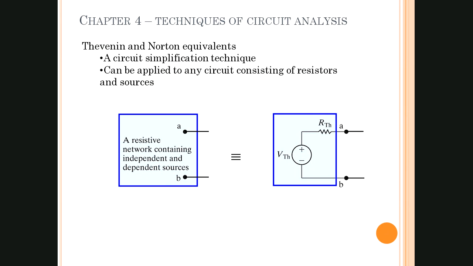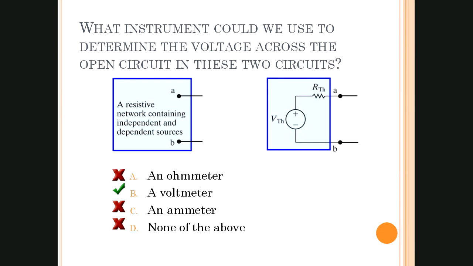Okay, so again, this goes back to your lab: what instrument could we use to determine the voltage across the open circuit in these two circuits? The one to the left is just that black box theory, and the one to the right is our Thevenin equivalent with the Thevenin voltage and Thevenin resistance. When we are measuring voltage, we use a voltmeter. What we have in class are digital multimeters, meaning they can measure resistance, current, and volts. Had you said a multimeter, that would have been fine, but make sure you're on the voltage setting. If we're not on the right settings on our meters, we can blow fuses on our meters.